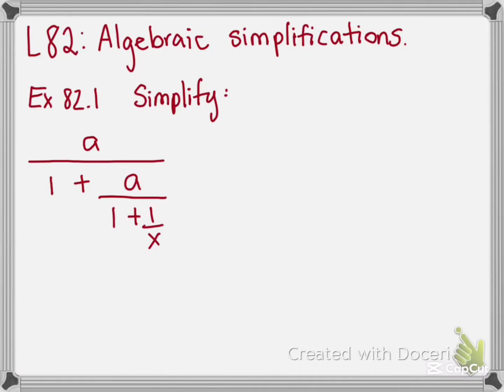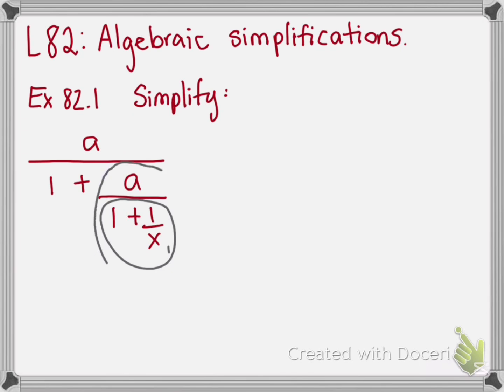Lesson 82, Algebraic Simplifications. This is a very simple lesson that is based on another one that we already did before, and we're just adding an extra level. So remember that when we have these kind of exercises, what we're going to do is solve it by levels. So for example, we're going to start with this one. And notice that those are two fractions that are being added. So we have to add those fractions, common denominator.